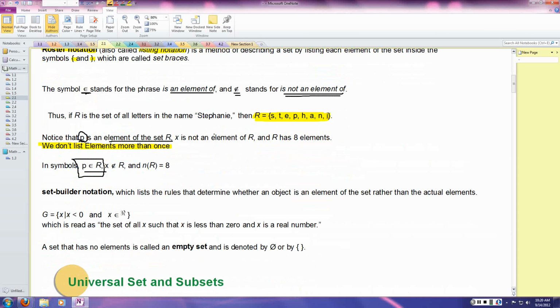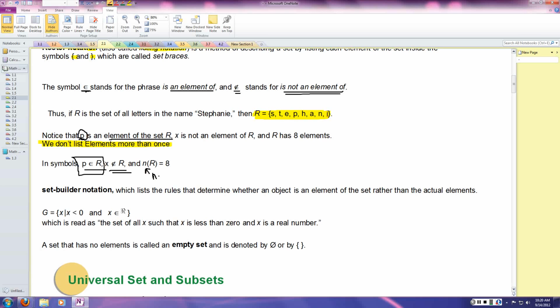So P is an element of R. X is not in the set R. X is not one of the letters that make up the word Stephanie, so you would write X is not an element of R. And here we have the notation n(R), which is notated for the size of the set, more specifically, the number of elements.